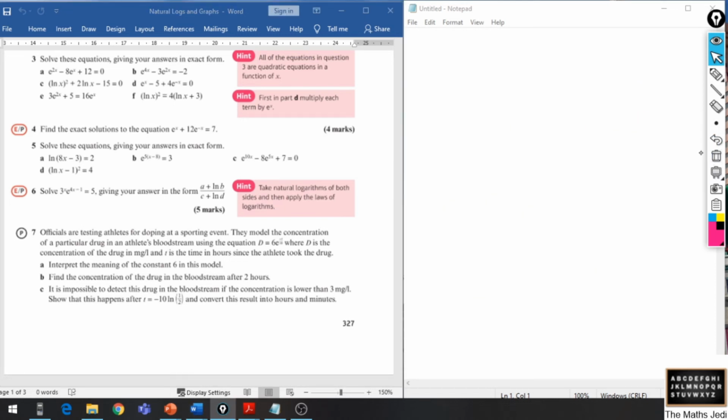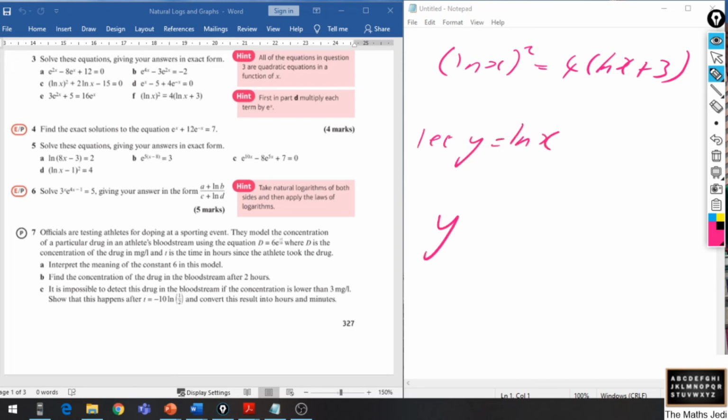And then finally f. So again, I'll just write it out first. So same strategy really, just using a bit of substitution. So let y be log x in this case. We've got y squared equals 4, and then y plus 3 inside the brackets here. And that means that y squared minus 4y minus 12 equals 0.